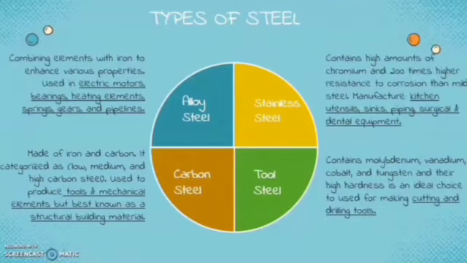The third one is carbon steel. Carbon steel is made of iron and carbon, but sometimes with residue of other elements. Carbon steel is categorized into three groups, which are low, medium, and high carbon steel, based on the amount of carbon contained. The more carbon, the harder the alloy will be. Carbon steel is often used to produce tools and mechanical elements, but is best known as a structural building material. And last but not least is tool steel. Tool steel contains molybdenum, vanadium, cobalt, and tungsten as constituent metals. Their high hardness makes them an ideal choice for making cutting and drilling tools.